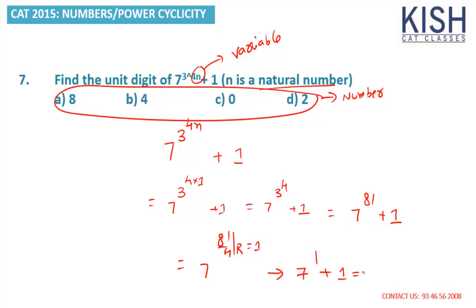7 power 1 means it's the first cycle. It's not 7 power 1, it's the first term of the cycle. So first term of the 7 cycle is 7. 7 plus 1 is 8. That's very easy. Now, if you feel that in place of n, if you take some other number, we probably may get a different answer. So let's check. Why should we really worry here?